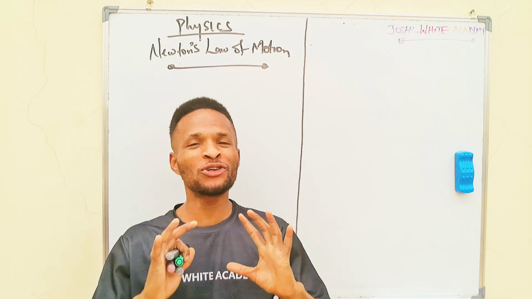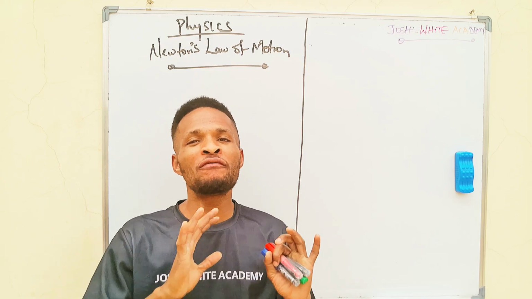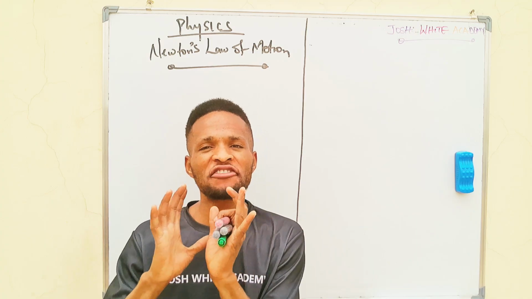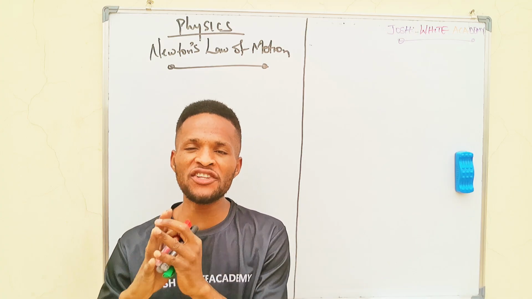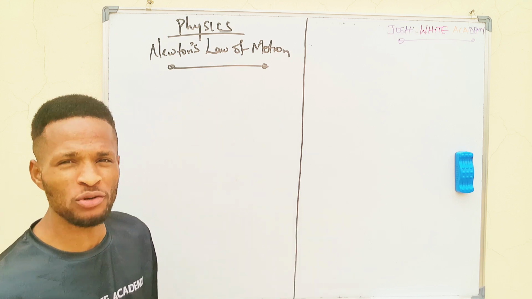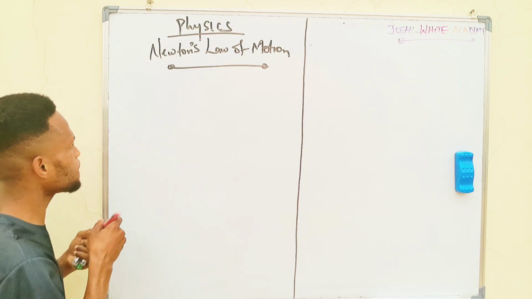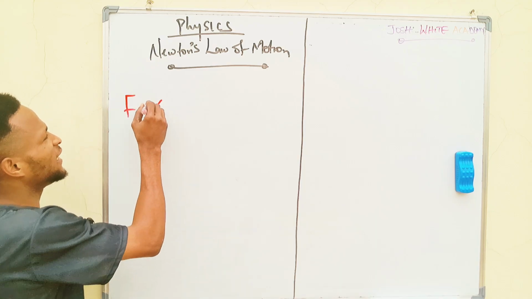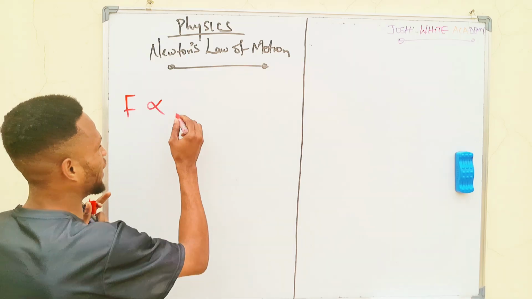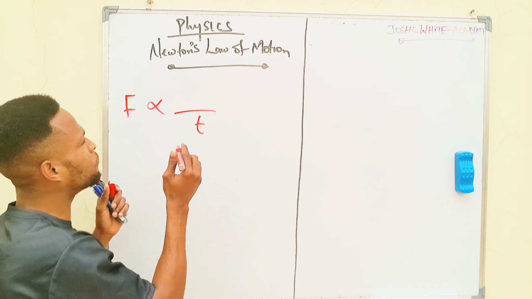Now, Newton's second law of motion. Newton's second law of motion states that the rate of change of momentum is directly proportional to the applied force and moves in the direction of the force. Now, it means that force is directly proportional to the rate of change of momentum. Remember, I say rate is always divided by time.